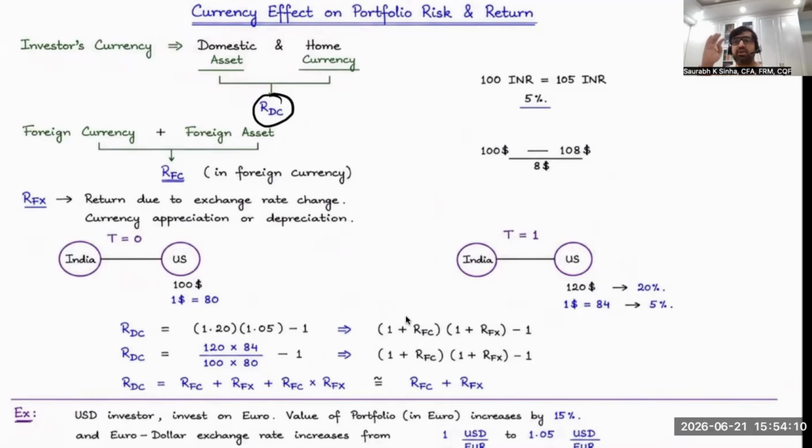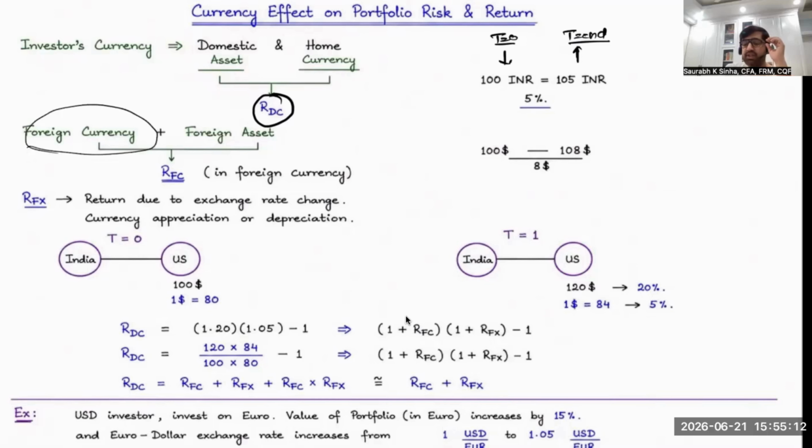Our objective is to convert all the returns into domestic currency. If you get the return in the foreign currency, you convert it into domestic currency. That is objective number one, because you will report your return and risk in the domestic or home currency. Assume you invest in an asset that has a value of 100 INR at the time of investment, and at the end it came to be 105 INR. It appreciated to 105 INR. So you will simply say that the domestic return of the asset is 5%.